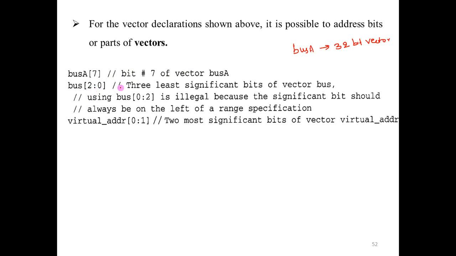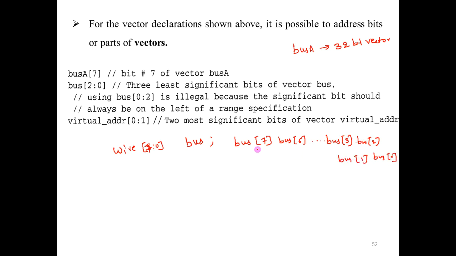Okay. Bus 2 down to 0 means the least significant bits of a vector bus. For example, bus was declared as this one, wire 7 down to 0 bus. This was the declaration. So it's nothing but it starts from bus 7, bus 6, continuing, bus 3, bus 2, bus 1, bus 0. So total 7, 6, 5, 4, 3, 2, 1, 0.